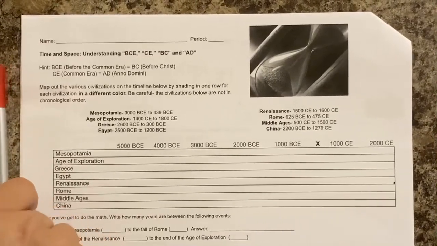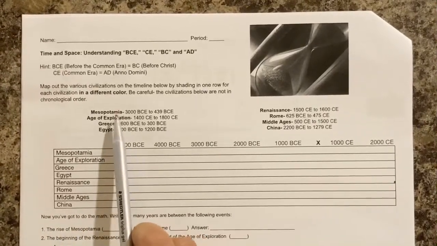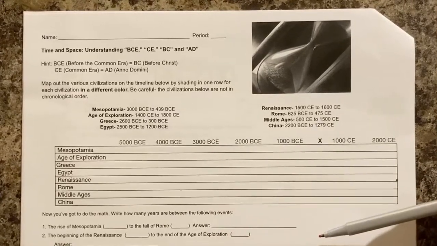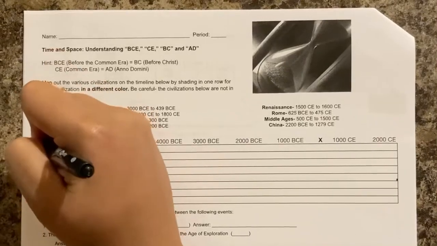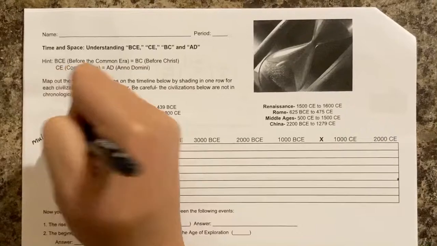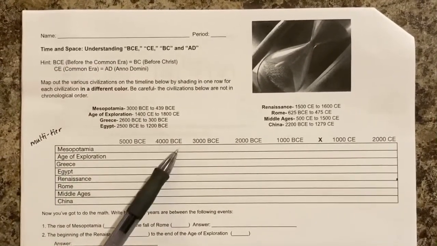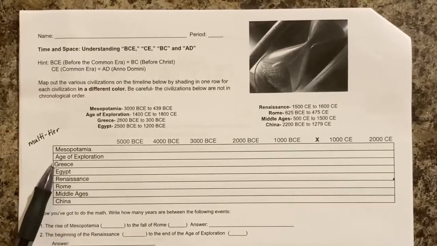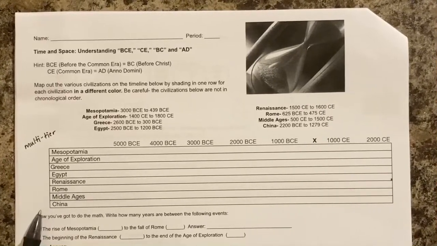The reason you need 8 different colors is because you are going to map 8 different ancient civilizations on this timeline. We call this type of timeline a multiple tier or multi-tier timeline, and that's because it has more than one tier. So you have a tier for Mesopotamia, a tier for Age of Exploration, one for Greece, and so on.